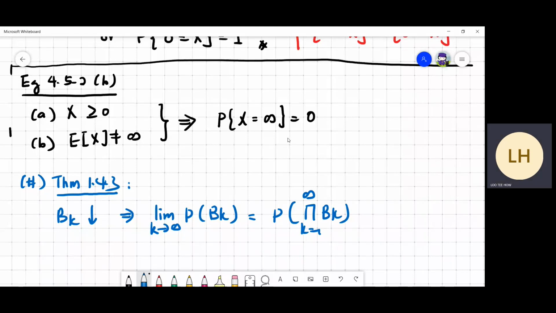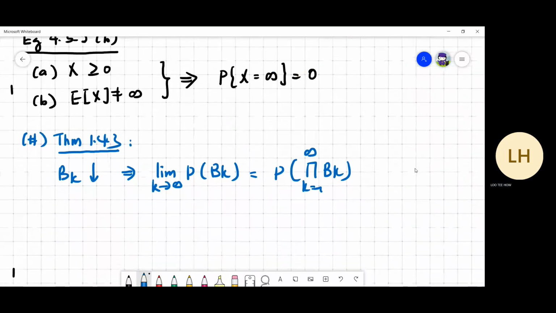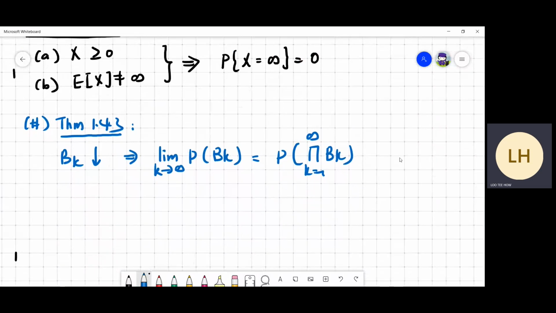So which is quite similar to the previous version. In this case, the main idea is we need to construct a suitable B_k over here and apply it to our situation here.